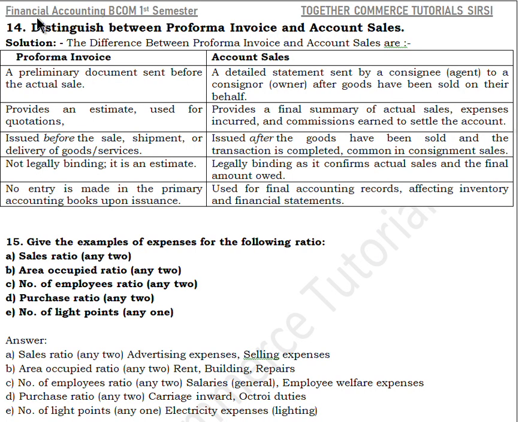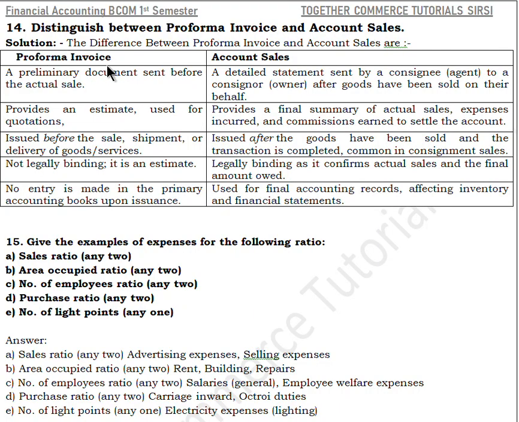So we are solving financial accounting for BCom first semester, a 2025 previous year question paper, and we are at the 5 marks section. So here is question number 14. Question number 14 is about the difference between proforma invoice and account sales.